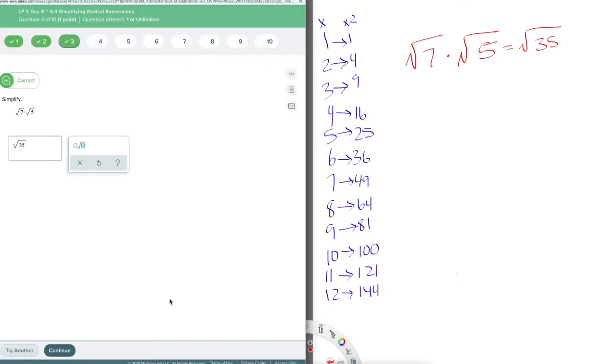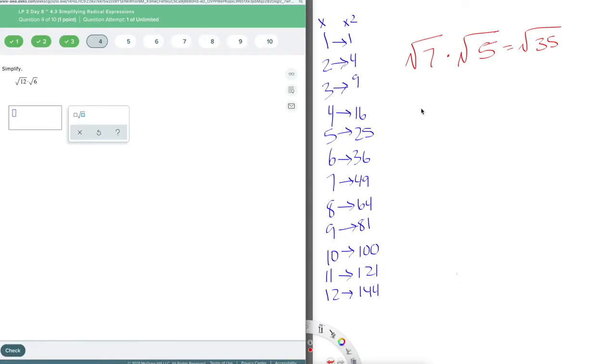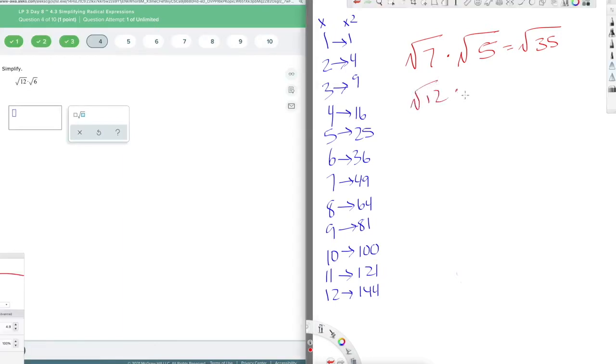All right, so now we have 12 times 6. And 12 times 6, that's going to get us a little bit bigger number, right? They're both even, so I know I'm at least going to be able to take something out, because I know there's 2 in 12 and there's 2 in 6. There's a 3 in 12 and there's a 3 in 6 also. So I know that there's multiples of each. So I'm going to end up with 72 here.